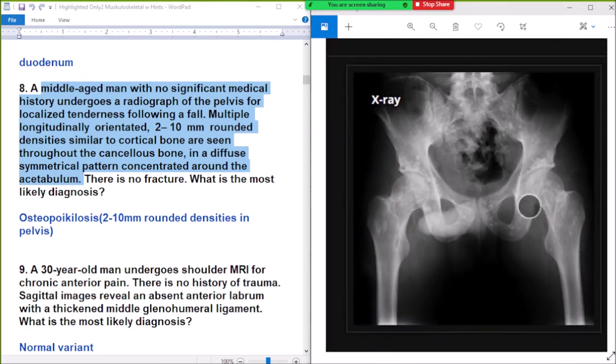Multiple round densities similar to cortical bone are seen distributed throughout the cancellous bone in a diffuse pattern, concentrated around the acetabulum and the pelvis. Diagnosis: osteopoikilosis.